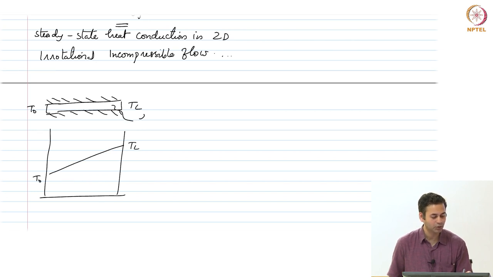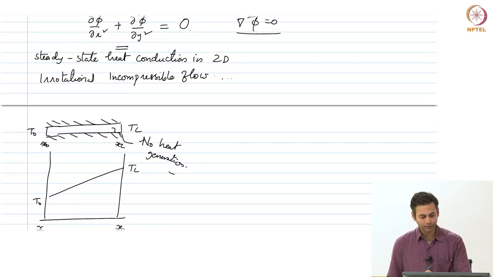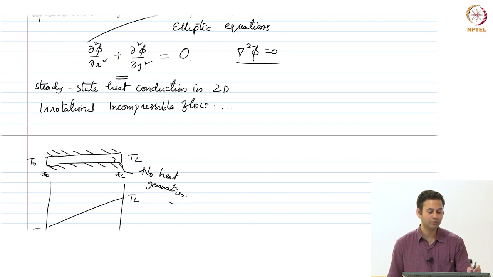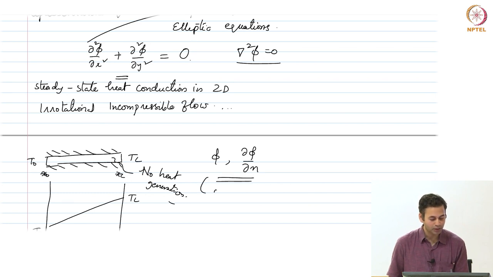If there is no heat generation, right? So this is your x naught and xl. All right. Now, what kind of boundary conditions, or initial conditions, do we need to specify for solving these problems? Do we have to specify a condition on the solution variable that we are solving for, let's say, for example, phi? Either we have to specify phi or its derivative, partial phi, partial n. Do we have to specify it on all the boundaries or only on a few boundaries?